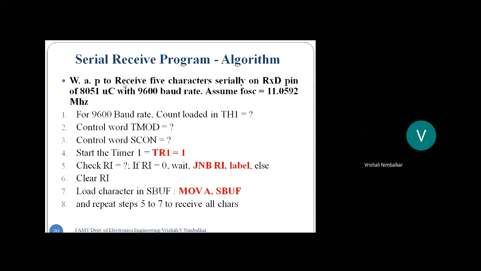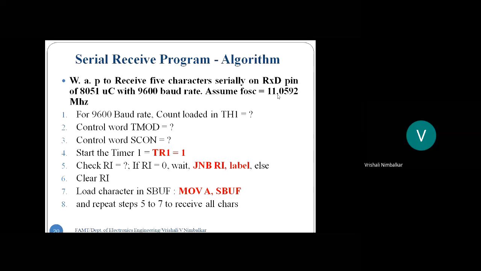Now we are going to write a program for serial reception. Yesterday we saw serial transmission. Today's program is reception, and receiving how many? 5 characters. I didn't mention which characters, but we know we will be receiving 5 characters serially on the RxD pin. And the baud rate is given as 9600.